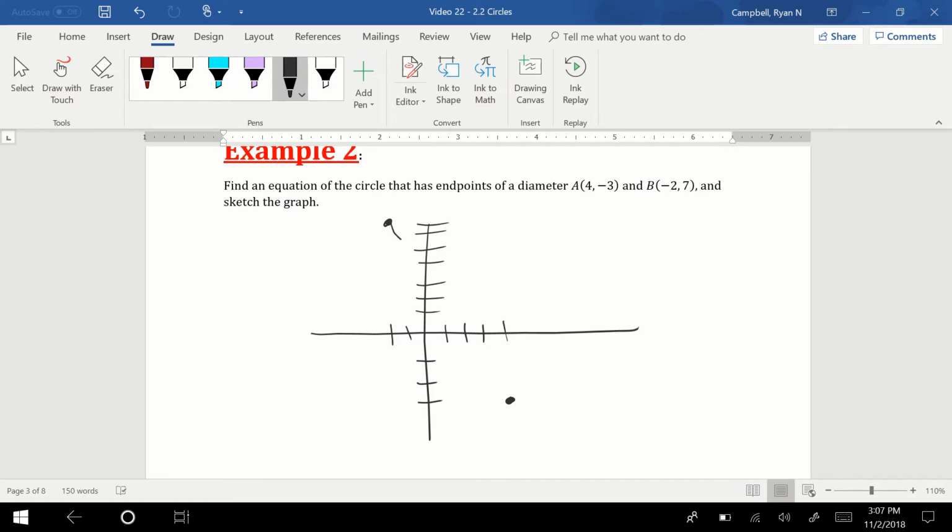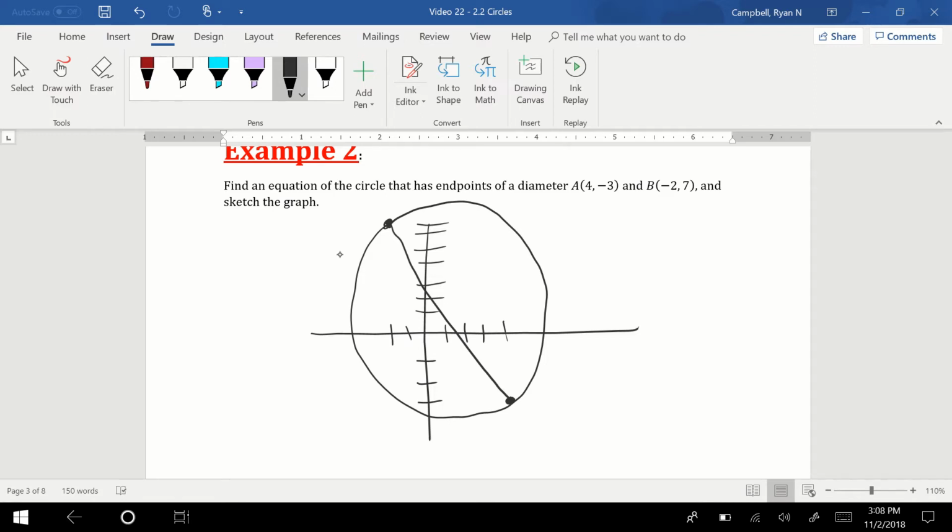All right, so we know this is the diameter. Remember, diameter goes all the way through the circle. So this is what the circle is going to look like. All right, so how are we going to find the center of this circle? Let's think about this a second. If we have the diameter, how are we going to find the center of the circle?